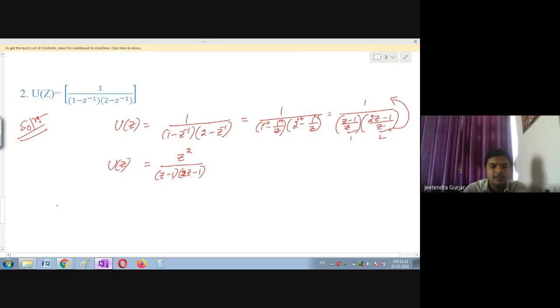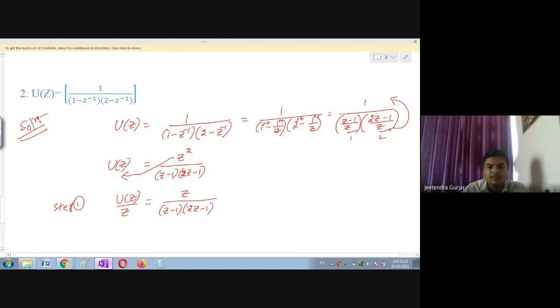Now we will take step 1. What is step 1 we have? Yes, please remember, we are going to take u of z divided by z. Whenever you find partial fraction, this must be written in terms of u of z divided by z. So here we have z square, I will take one z in the denominator. So therefore this is going to become z in the numerator, divided by the denominator z minus 1 and 2z minus 1, students. Is it clear?